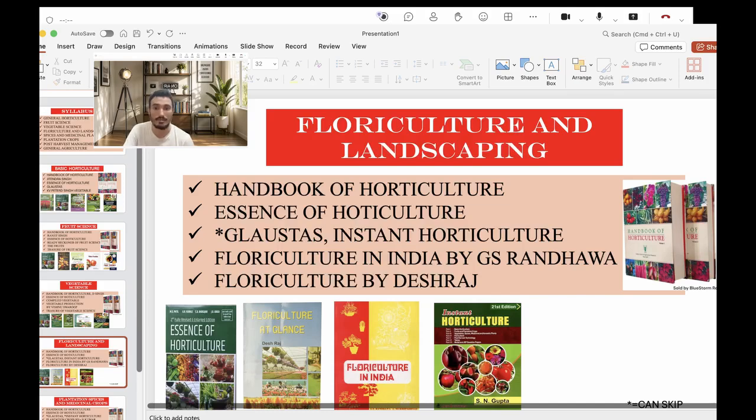Then after completing all these books, you need mock questions. So Floriculture by Dishraj is very important for solving mock questions, because you will find 2 to 3 questions directly from the Dishraj book every year. So this book is very important.